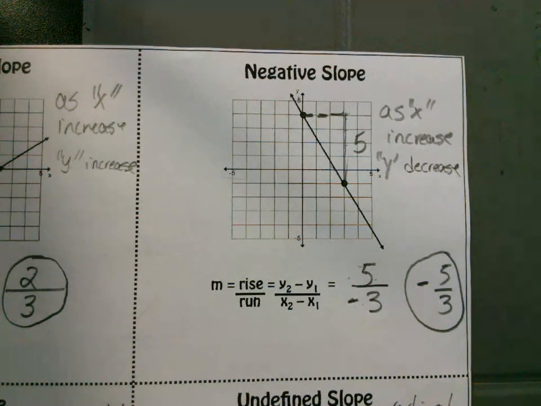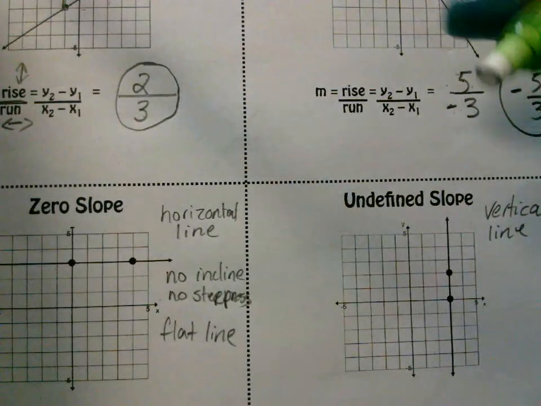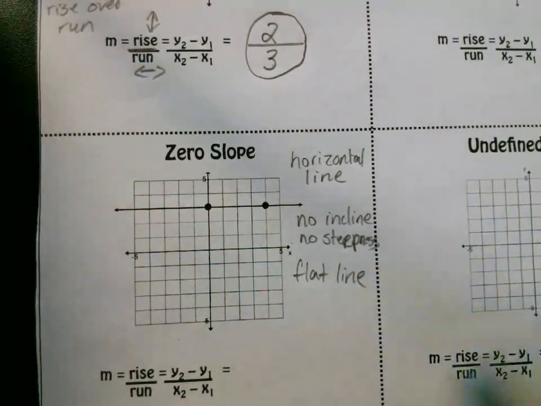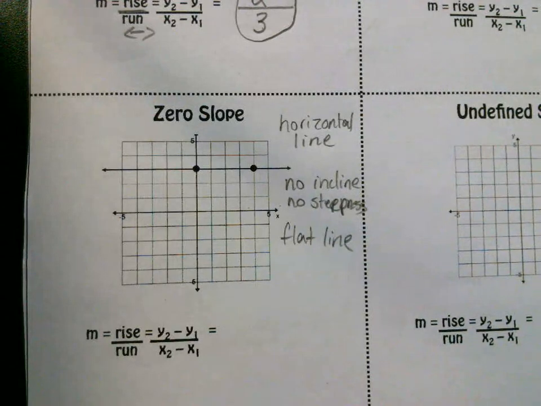Okay, pause for the cause. We're going to count rise over run for this next one. See what you get there.